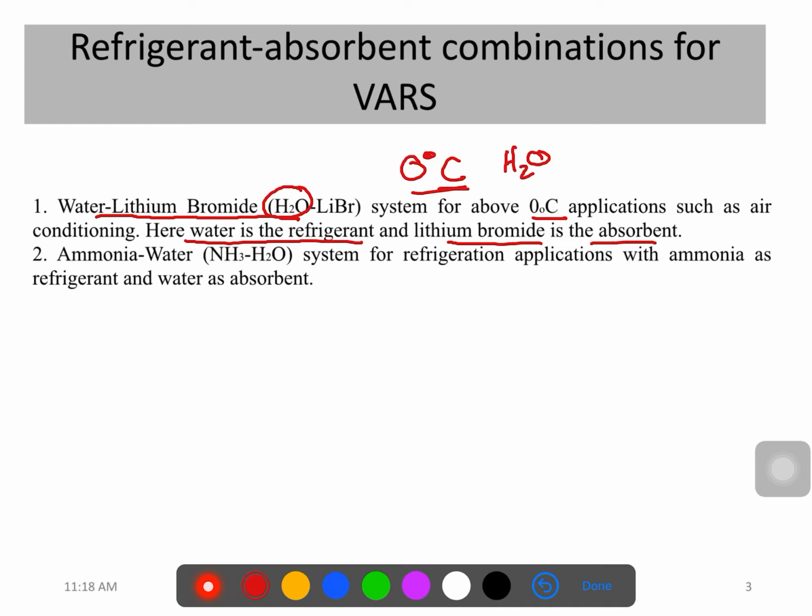Now in order to overcome this limitation of 0 degree centigrade, here is another combination of refrigerant, that is ammonia and water. Here you can see ammonia is acting as a refrigerant and water is acting as an absorbent. So in this case we can go below 0 degree centigrade also. We can use this type of system for cold storage purposes, as well as refrigeration and air conditioning.